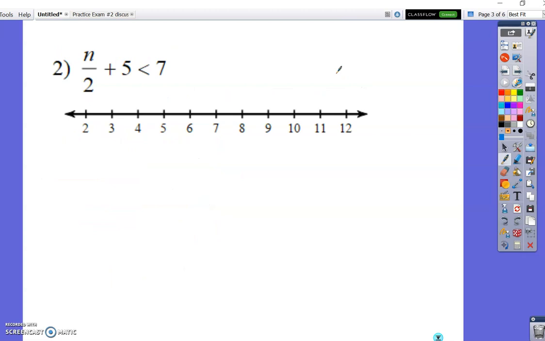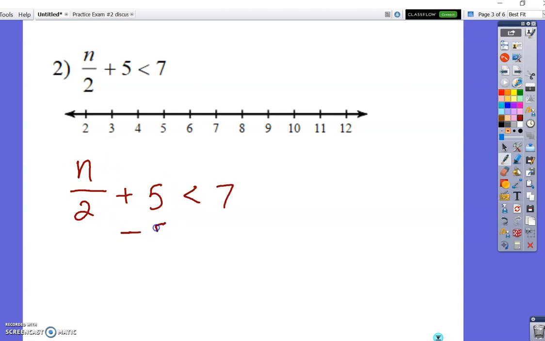Then number 2. Number 2 is a little harder than number 1 because it has a fraction in it. That tends to make us a little more afraid of the situation, which is silly. Or more apprehensive. Maybe afraid is not the right word, but we tend to not do as good of a job because we're worried about these. So I wanted to just talk about this one really quickly. But again, it's just going to be the same thing.